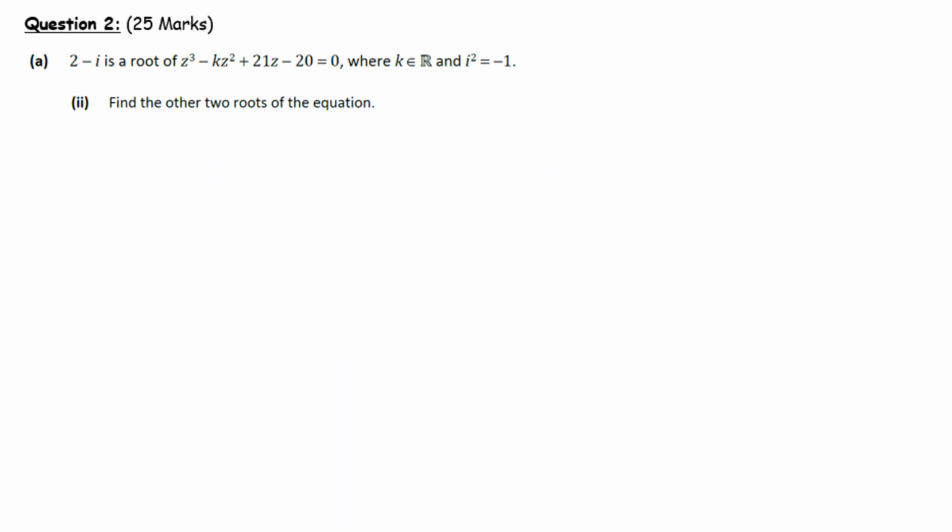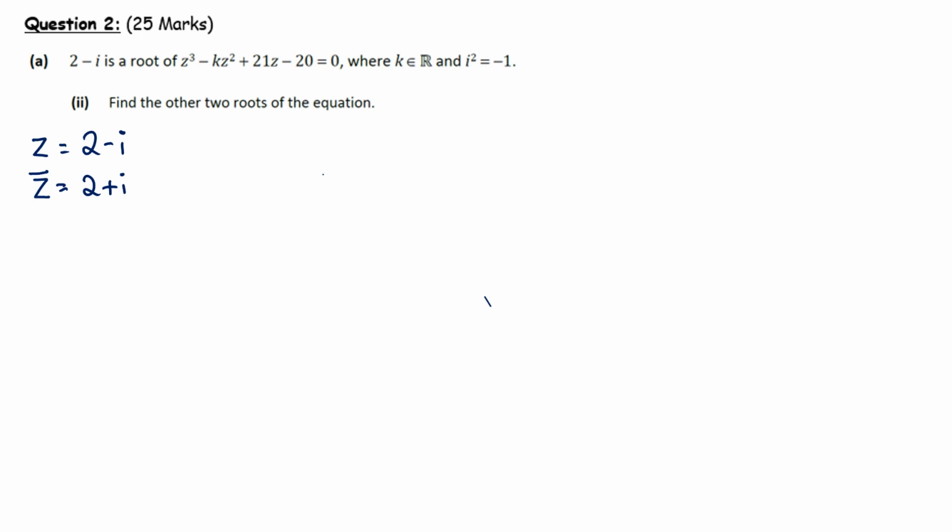So part 2 then tells us that 2 minus i is a root of this equation, and they want us to find the other two roots. So we know that z, one of the roots, is 2 minus i. Because all the coefficients of that equation are real, the conjugate root theorem applies, so 2 plus i is also a root. That basically means in order to get those numbers as real coefficients and a constant there at the end at minus 20, the conjugate must also be used.